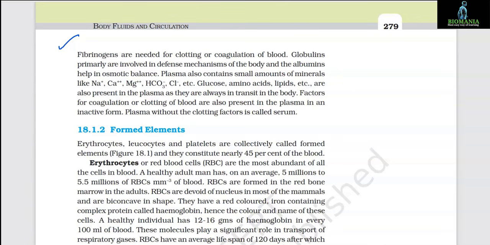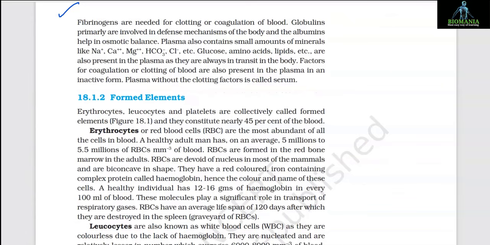Plasma also contains small amounts of minerals like sodium, calcium, magnesium and bicarbonate and chloride ions, etc. Glucose, amino acids, lipids, etc. are also present in the plasma as they are always in transit in the body. Factors for coagulation or clotting of blood are also present in the plasma in an inactive form. Plasma without the clotting factors is called serum.